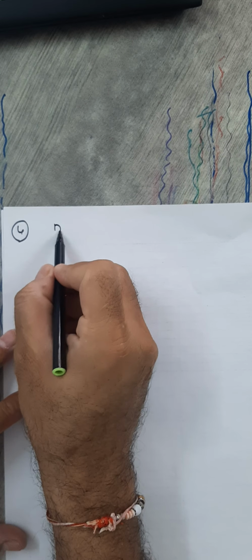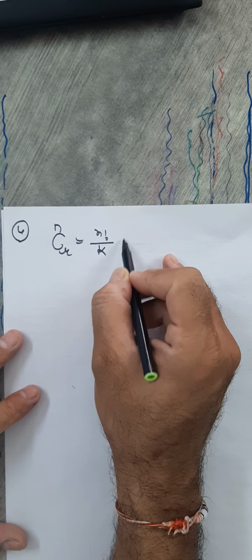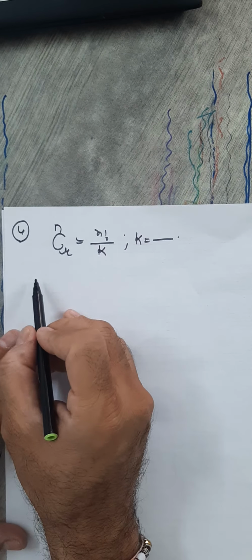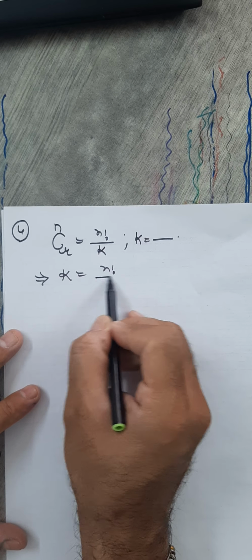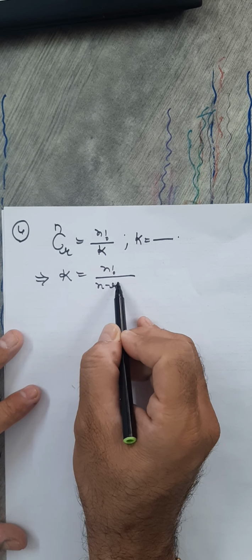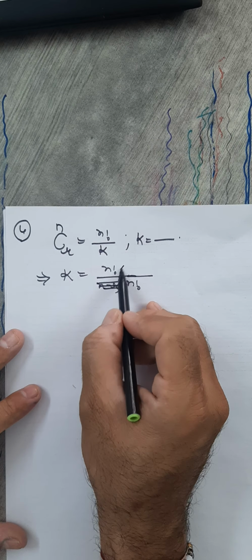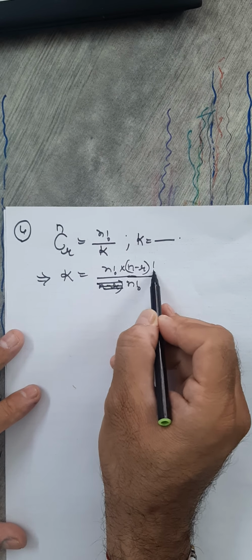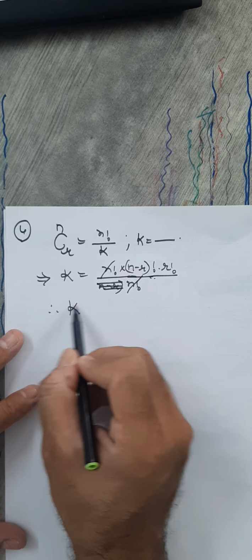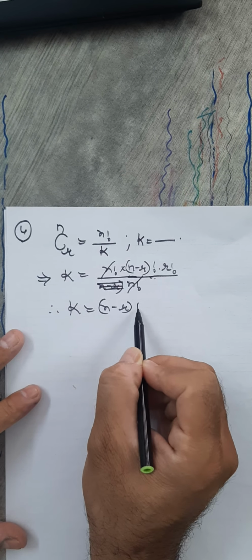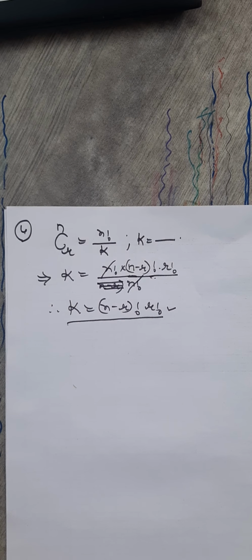Fourth question: you are given nCr equals n factorial upon k, and now get k. So what is k here? You take k over here. This is n factorial upon (n minus r) factorial into r factorial. So n factorial will get cancelled, and therefore k equals (n minus r) factorial into r factorial. That's the required value of k.